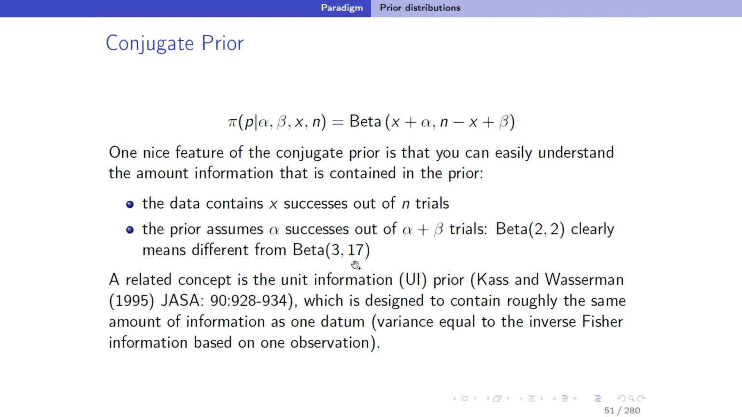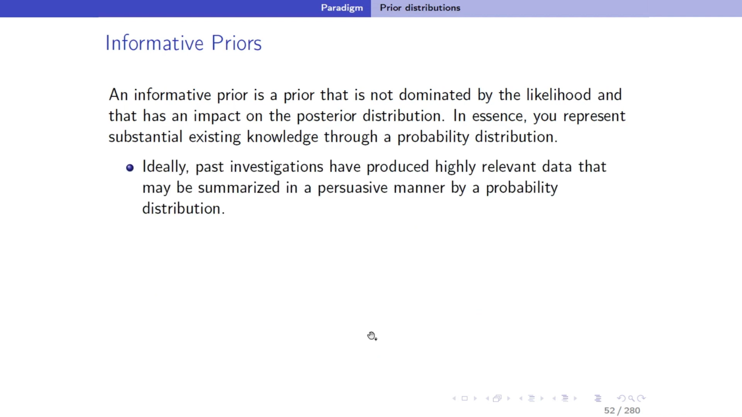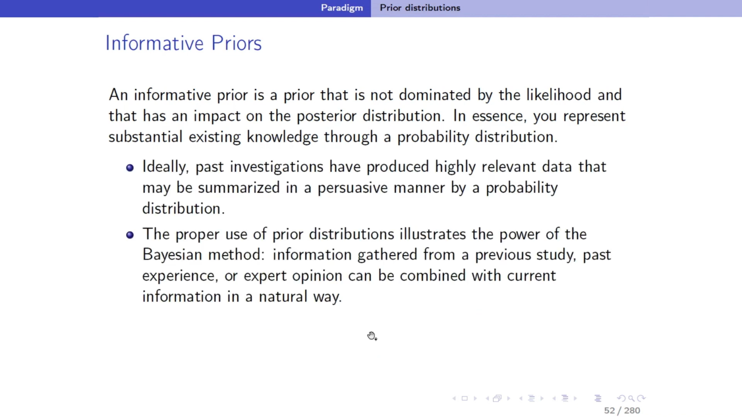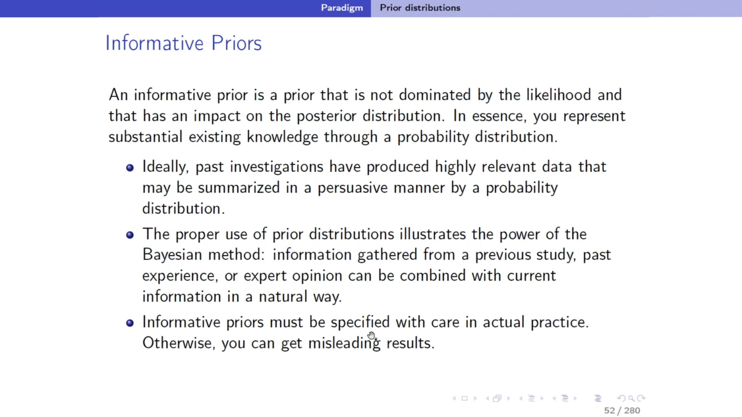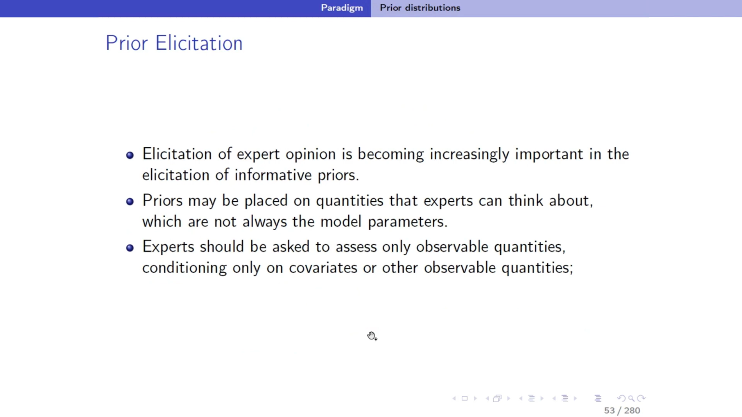And then on the same idea of looking at the data by containing the information is this thing called the unit information prior, that's designed to have a prior that contains roughly the same amount of information as one data point. So this is also, as you can see, using Jeffrey's Fisher information based on one observation prior kind of to do this. And the last thing I want to say is that an informative prior, when it's used properly, you can use existing information to carry through in your analysis. And when it's used properly, it can be very powerful. But of course, you can also get very misleading results with it.